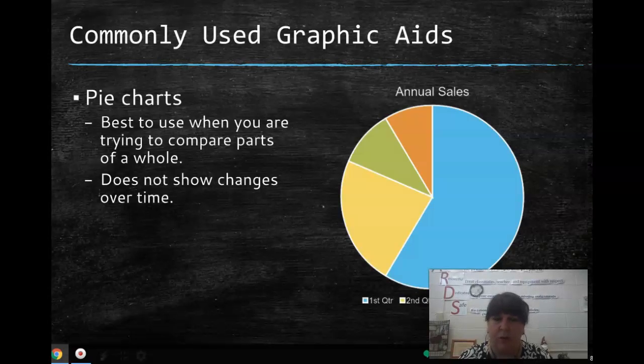Pie charts are good for comparing things or showing as a whole. I was looking at a pie chart the other day about the various age groups when you're talking about people who have COVID. And so that pie chart was good because it showed the different age groups and how large a piece of the pie each one of those age groups was. It says it does not show changes over time.